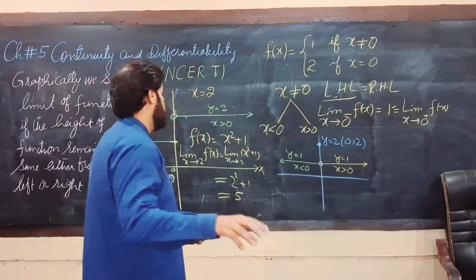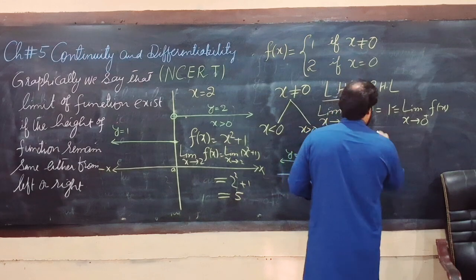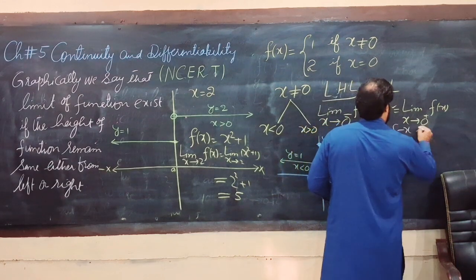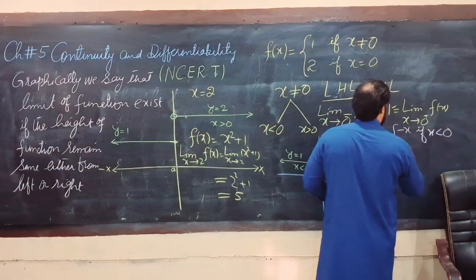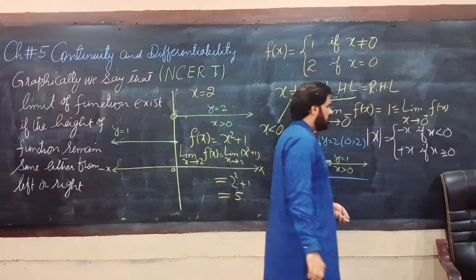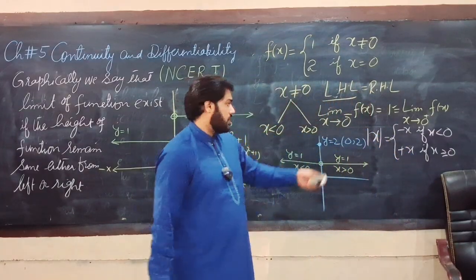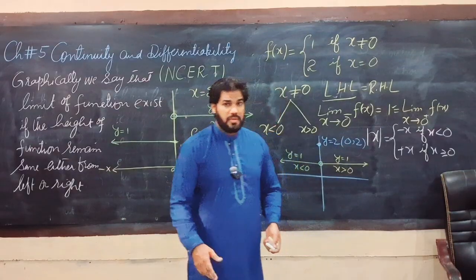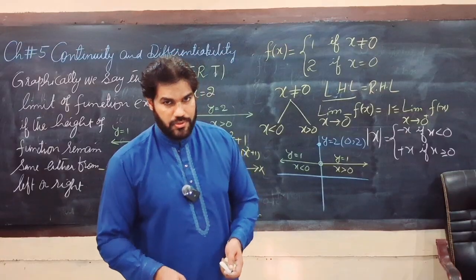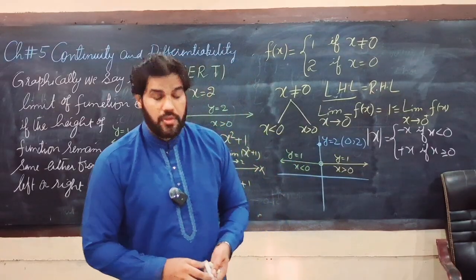Similarly, one of the most important functions is the absolute value function. You know, the absolute value function f of x, absolute x, is minus x if x is less than 0, and positive x if x is greater than or equal to 0. So this is your assignment. You have to evaluate the left hand and right hand limit of the function at x is equal to 0 and message me whether the limit of the function at x is equal to 0 exists or not. So I will wait for your comment.